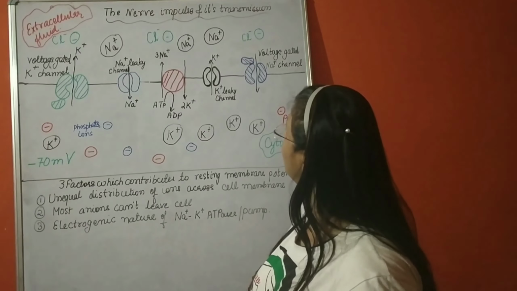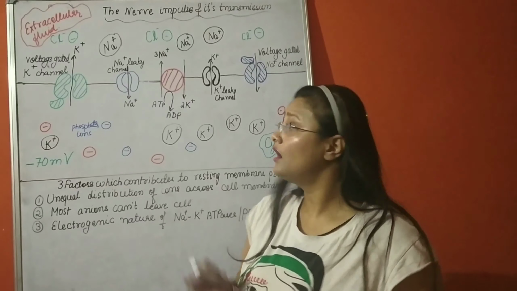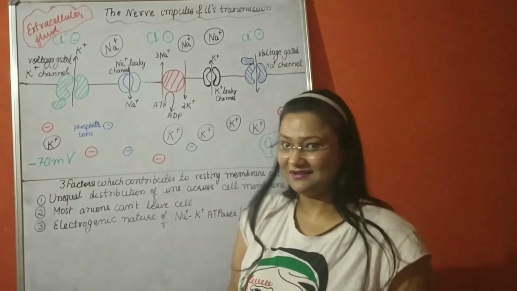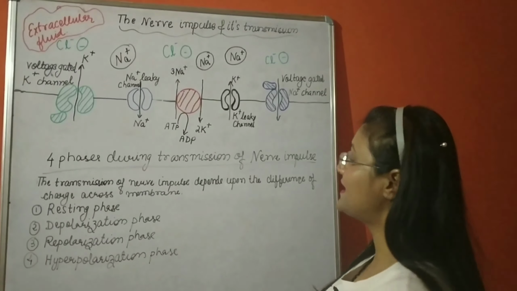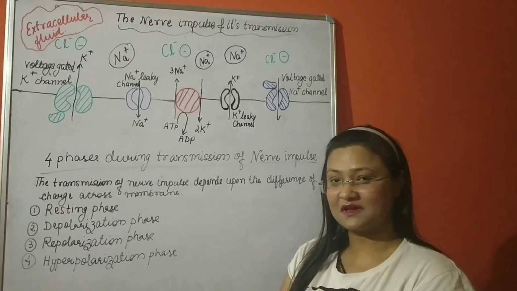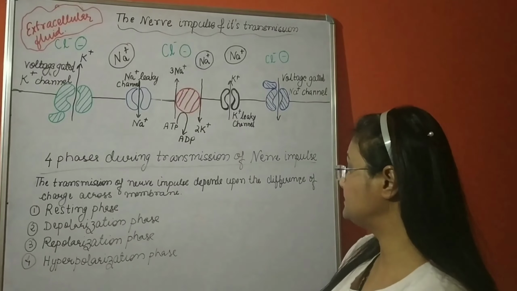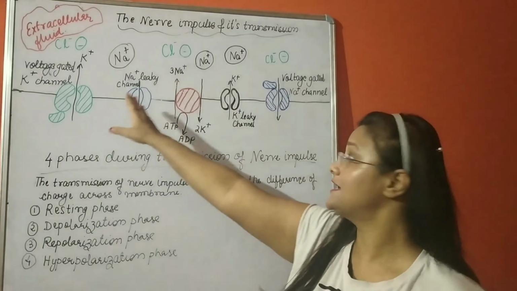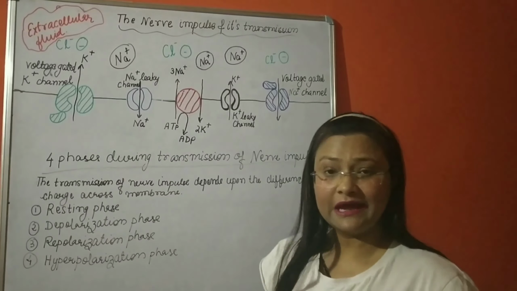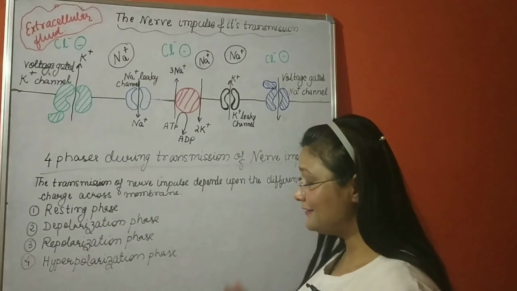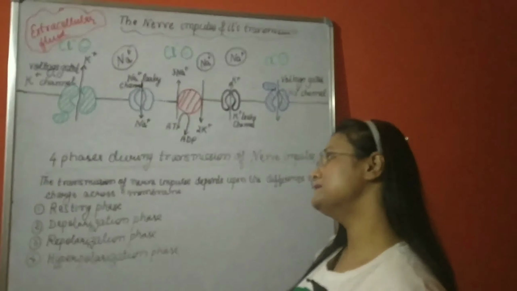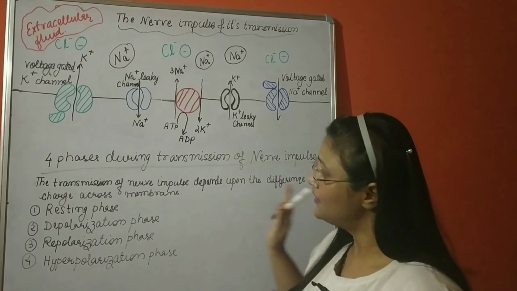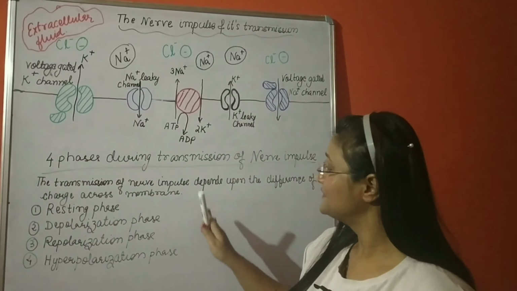So now let us understand how a nerve impulse is transmitted across a neuron. Let us understand what happens during nerve impulse transmission and what are the roles of these voltage gated ion channels, leaky channels and sodium potassium pumps, and how they act during different phases of nerve impulse transmission. Basically the transmission of nerve impulse depends upon the difference of charge across the membrane.